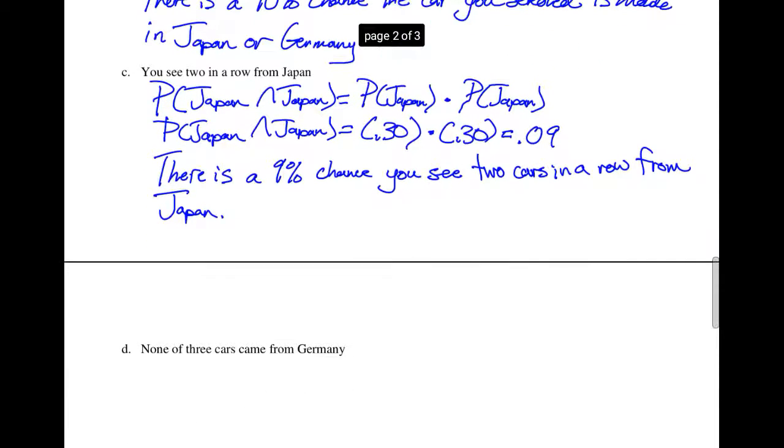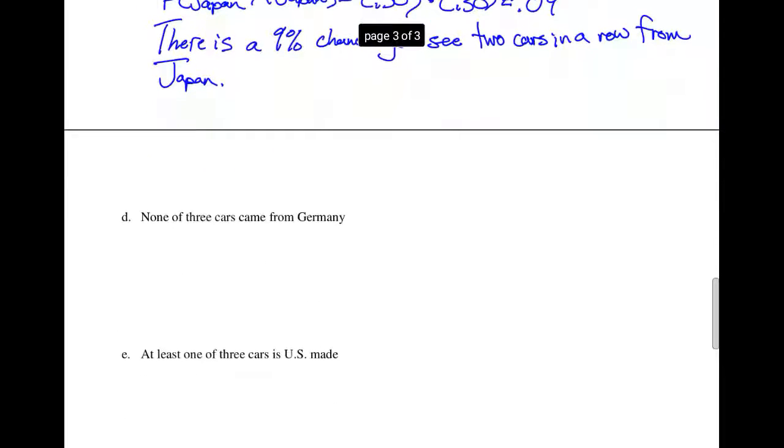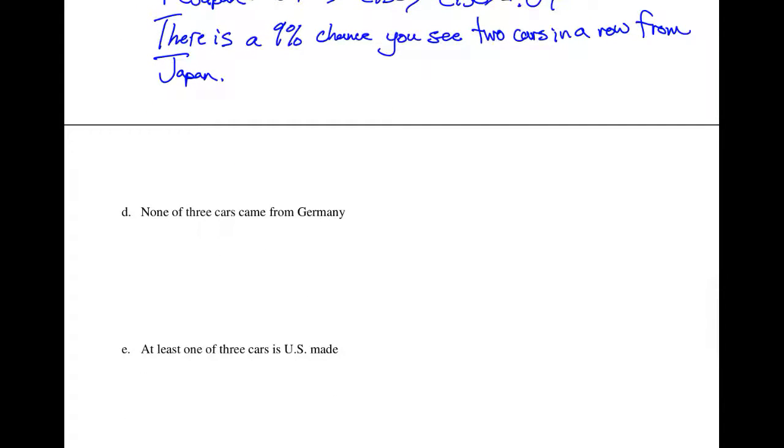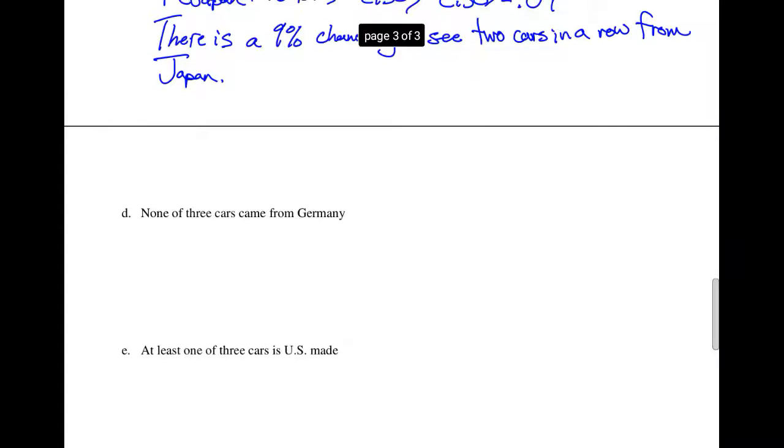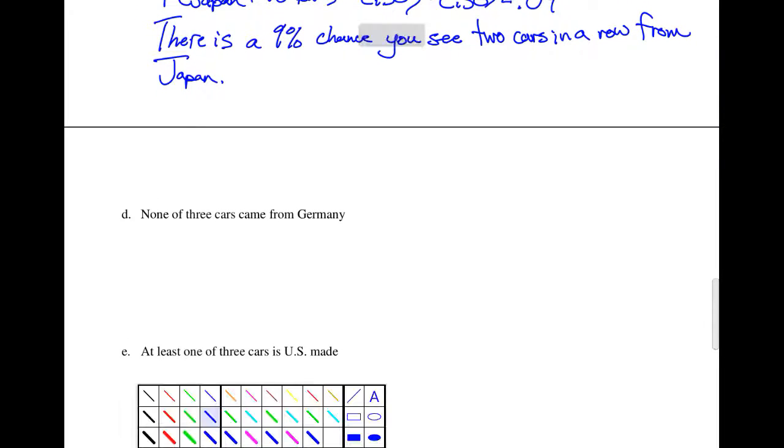Now on to part D. Part D asked you to find the probability that none of the 3 cars came from Germany. These are all independent events, as one car coming from Germany won't affect what the next car will be. Therefore, as I mentioned before, you can use the multiplication rule. But first, we need to find the probability that one car doesn't come from Germany when it's being selected. So that's 1 minus 0.10, just 0.9.